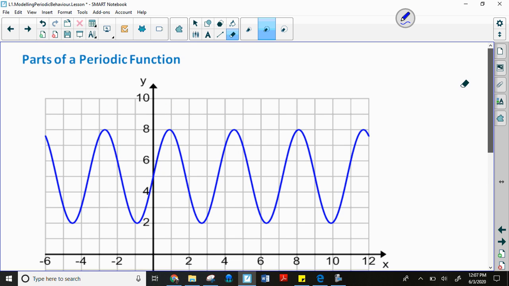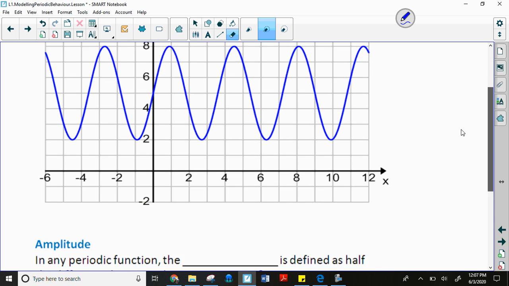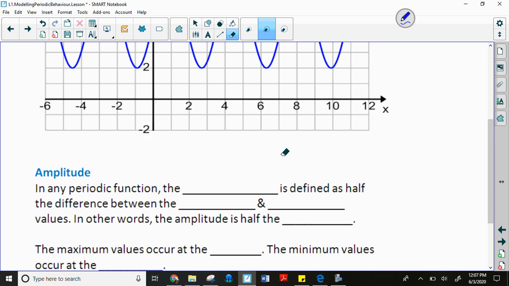So these words are a change on our regular words, like a vertical stretch by a factor of 2. We're now calling that an amplitude. It's just a little bit of a change on the concepts that we already know. We're just changing the words.